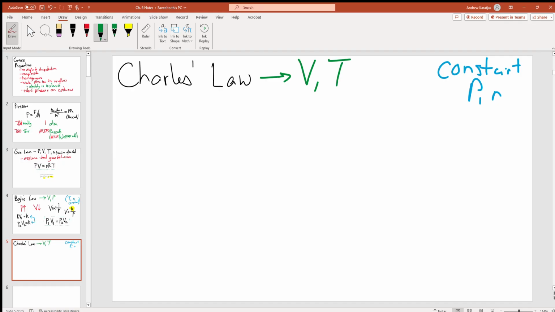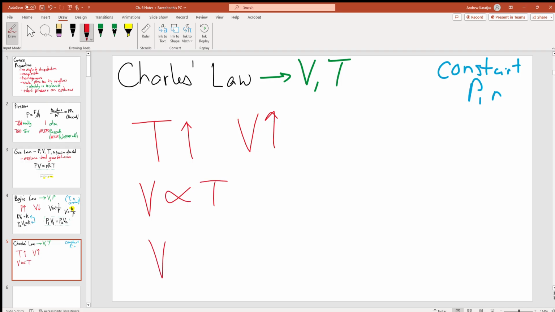So again, we want to think about just what we know about gases before we write anything else down. If we have a gas and we increase the temperature, that means the gas will expand. The volume of the gas will get larger. So if T increases, V increases as well. So we can say that volume is proportional to temperature, or V equals K times T.